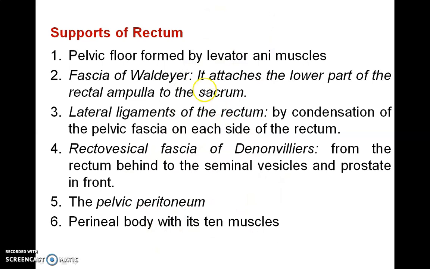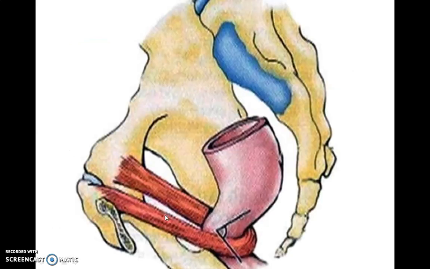Now we will see the support of the rectum. Support of the rectum is formed by the pelvic floor, especially the levator ani muscle, the fascia of Waldeyer which is present posteriorly between the sacrum and the rectal ampulla, the lateral ligament of the rectum which is nothing but the condensation of the pelvic fascia on each side of the rectum, the rectovesical fascia of Denonvilliers which is present behind the seminal vesicle and the prostate, the pelvic peritoneum and the perineal body.